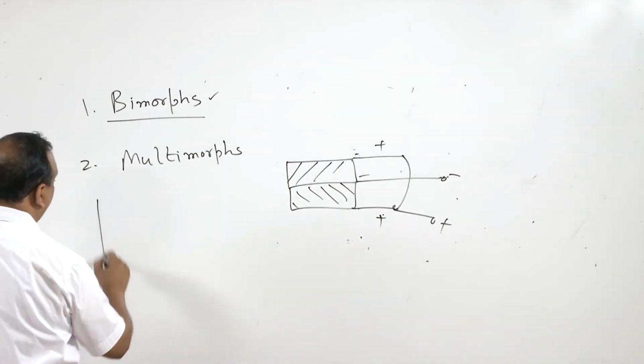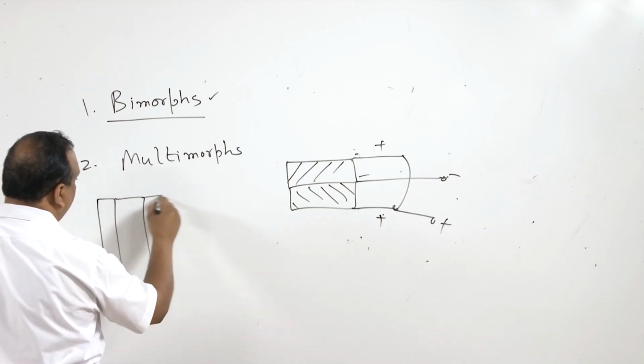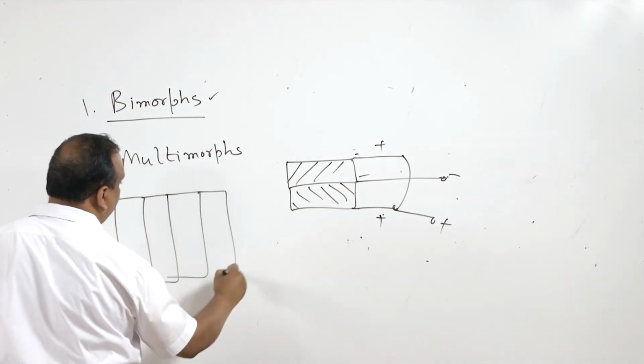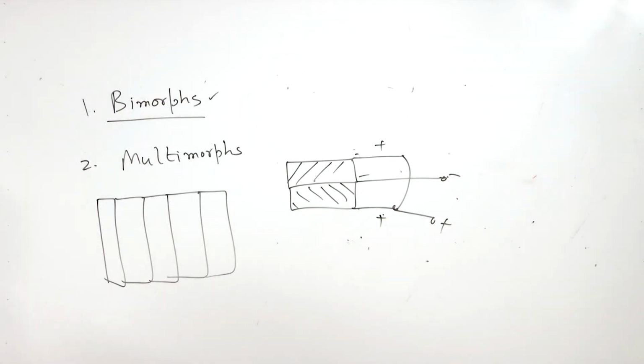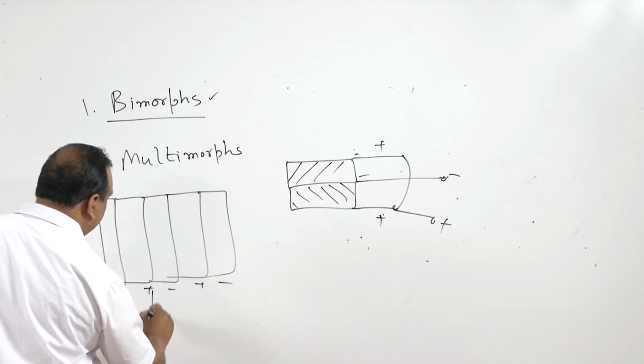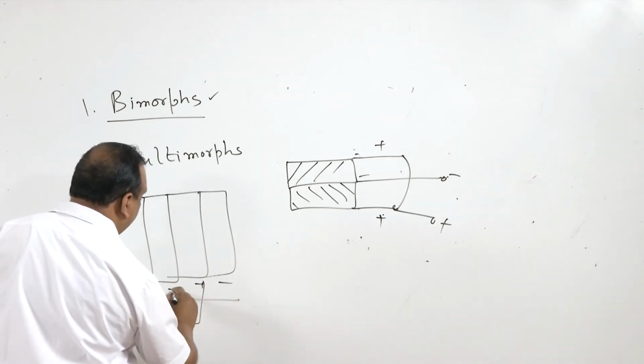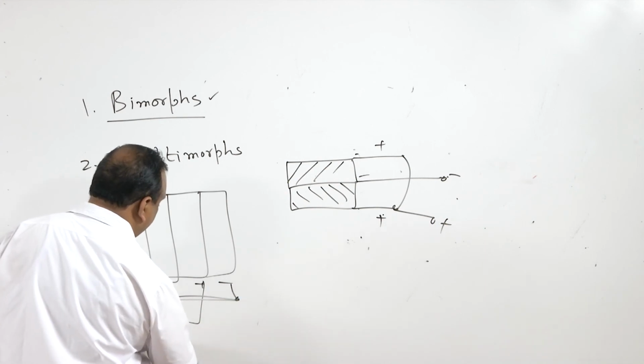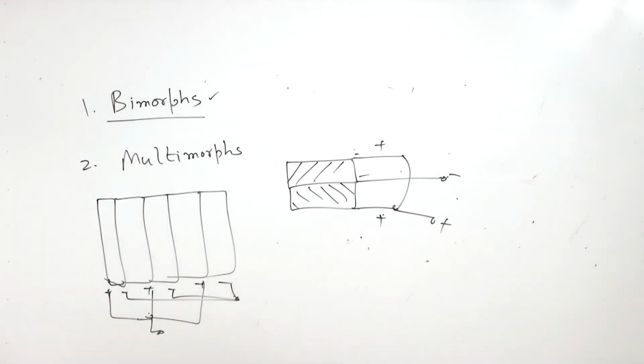Multimorphs have a number of piezoelectric crystals laid side by side, and these crystals are connected in parallel. So this is plus, minus, plus, minus, plus, minus. All plus terminals are connected at one place, and all negative terminals are connected at one place. So this is the arrangement of bimorphs and multimorphs in piezoelectric crystals.